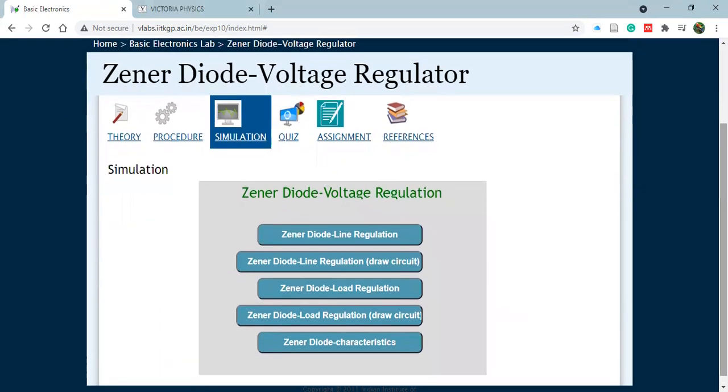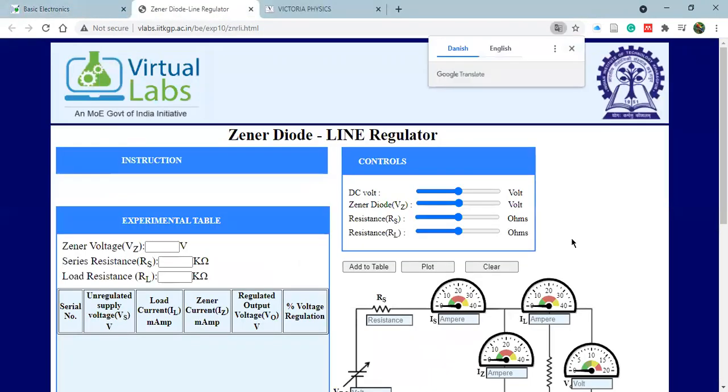In the simulation part, you have these five sections. I'll be doing the Zener diode line regulation. In this type of regulation, series resistance and the load resistance are fixed, and only the input voltage is changing. So output voltage remains constant as long as the input voltage is maintained above a minimum value. Okay, so just a second.